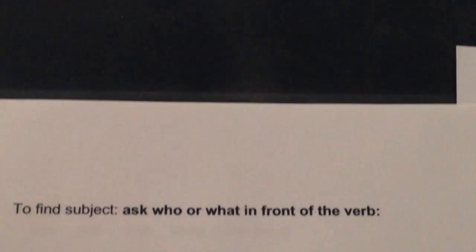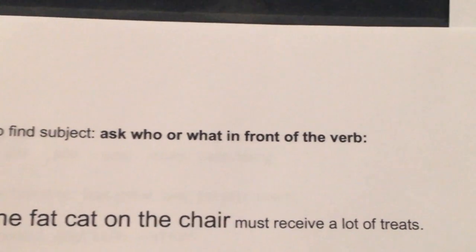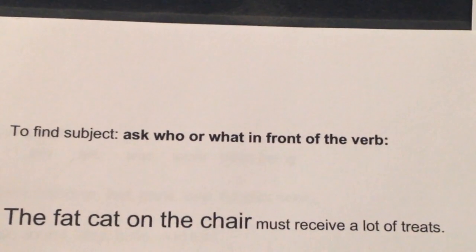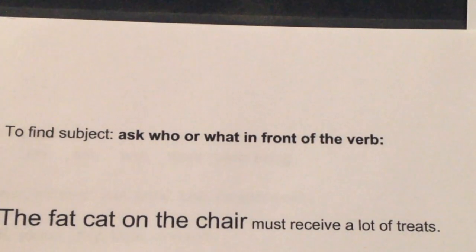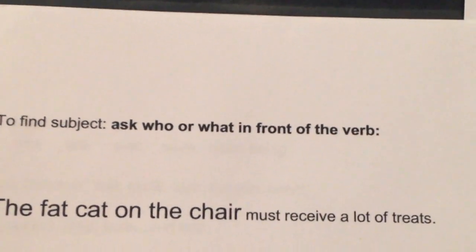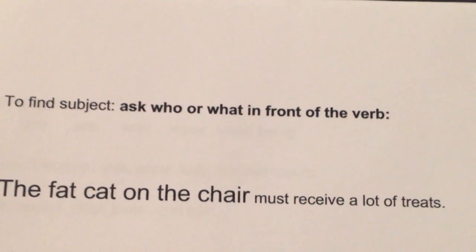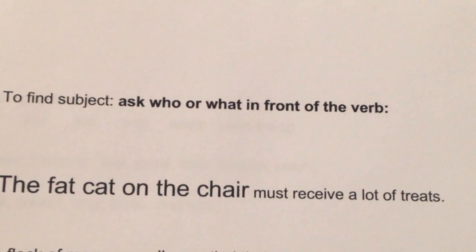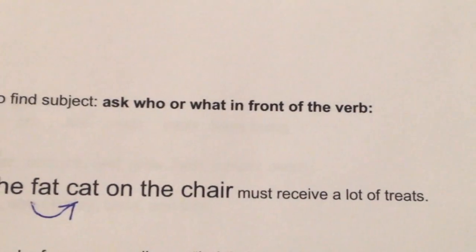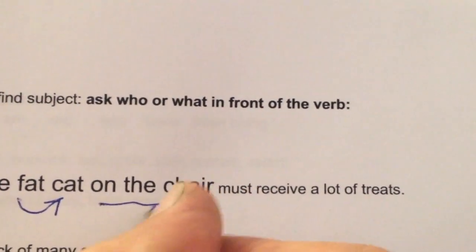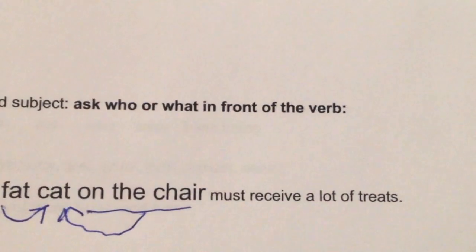In the sentence we used earlier, "The fat cat on the chair must receive a lot of treats." Notice that the whole first part of that sentence about the cat would count as the subject. The actual subject is the word cat, with the word fat, an adjective modifying cat, and the prepositional phrase "on the chair" modifying the word cat as well, acting as an adjective.